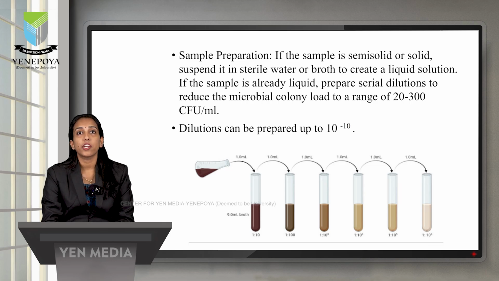If it is already in liquid form, we need to prepare serial dilutions. Why do we do serial dilution? In order to decrease the microbial colony load, we dilute from 10 raised to minus 1 to 10 raised to minus 10. First we take 1 ml of the microorganism into the 10 raised to minus 1 tube. Then from that first test tube, 1 ml is added to the successive test tubes, until we make the 10 raised to minus 10 test tube. This is the sample preparation.